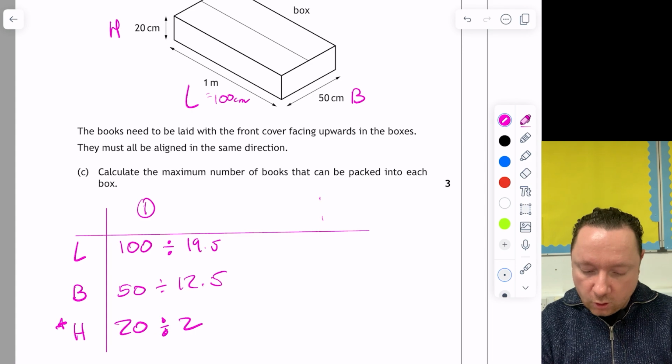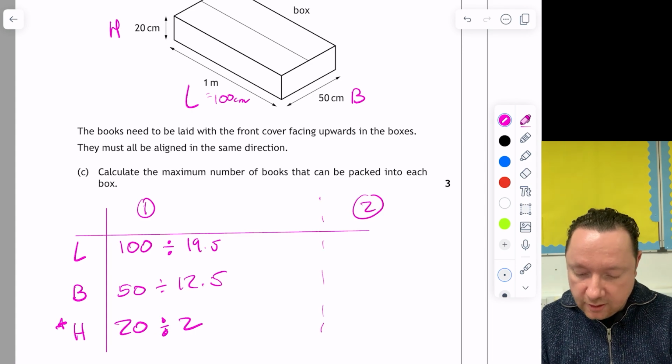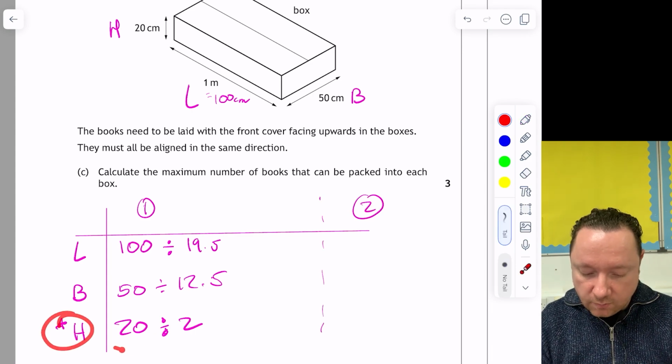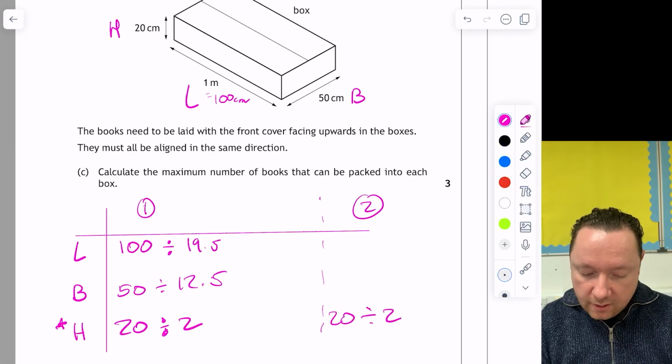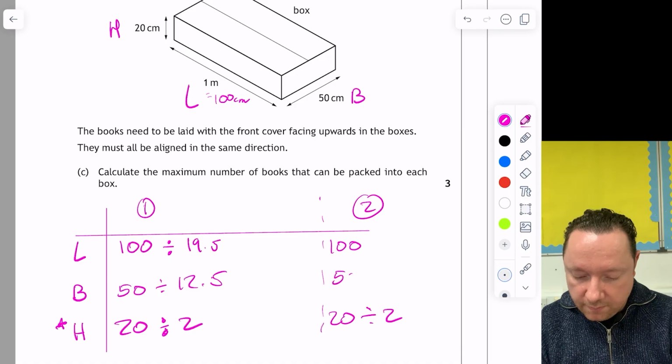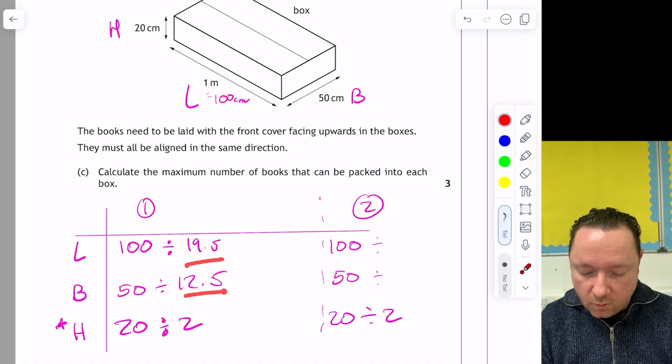But we could also have an option 2. Now notice we said this could never change. So that sum stays the same. So it's still 20 divided by 2. The length and the breadth of the box is still the same. So big box is still the same. But I can now move the small box. That's the small one here.